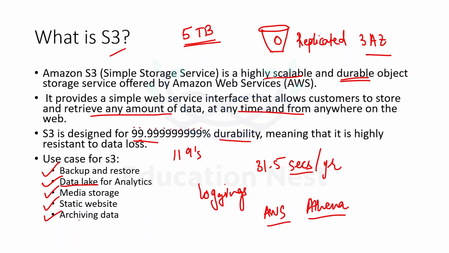You can also use this for archiving data purposes. Suppose you have to archive your data for compliance reasons, like hospital data. They need to store the patient details for 5 years or 7 years. If those types of archiving requirements are there, then at a very low cost you can store that data onto S3 using the correct storage class. We would be discussing storage classes very soon in the slides.